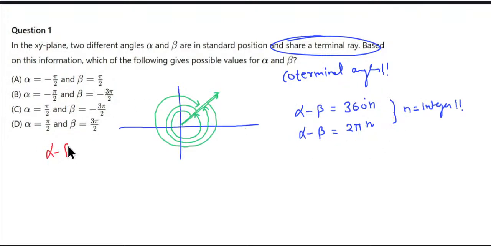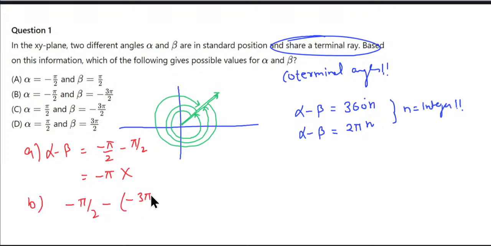So if I say alpha minus beta, let's talk about option A. That's negative pi over 2 minus pi over 2, right? And this is just negative pi, which is not what I want because I want it to be 2 pi, not pi. If you talk about option B, it is negative pi over 2 minus 3 pi over 2. Be careful with the double negatives here. So negative pi over 2 plus 3 pi over 2, which is going to be 2 pi over 2, which is again going to be pi. Not interested, rejected.